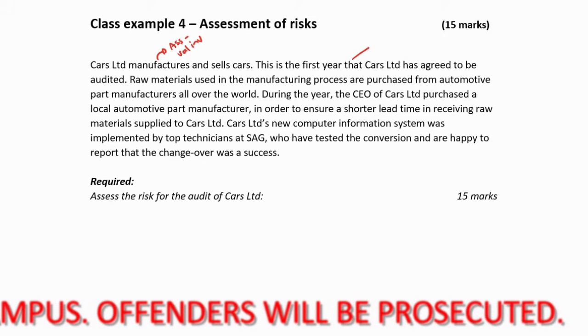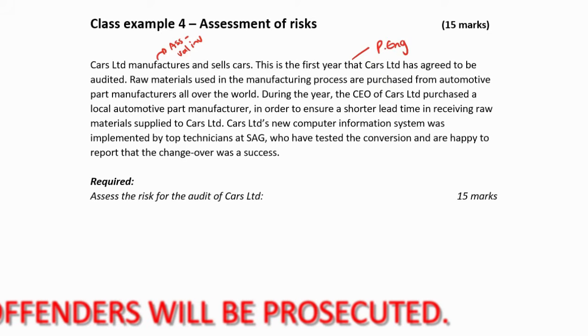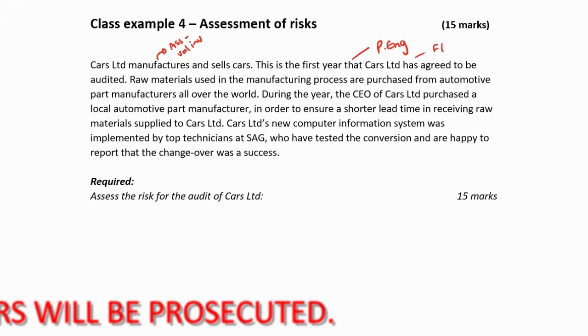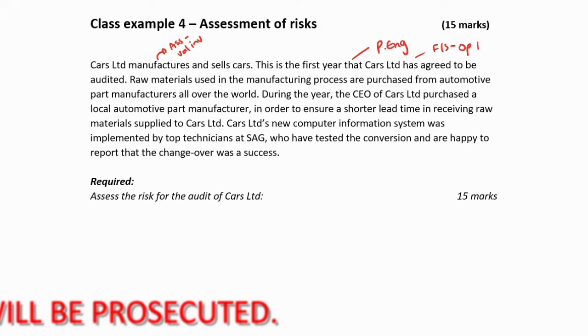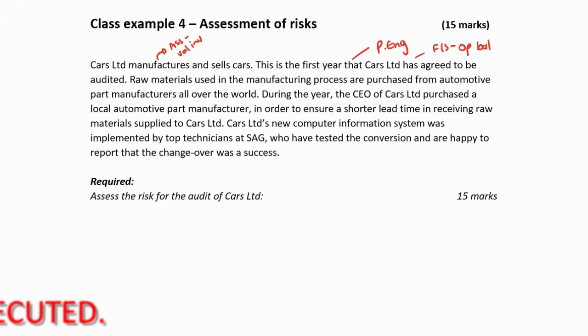So this is a first year, so I'm going to say pre-engagement for sure, but it also means they haven't been audited in the past. So I've got a risk at the financial statement level that opening balances are misstated because they have not been audited before. Raw materials used in the manufacturing process are purchased from automotive part manufacturers all over the world.